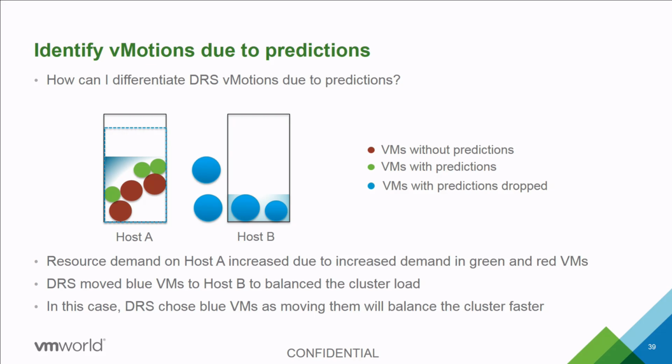Okay, I have only the green ones in the cluster. All my VMs in the cluster have predictions. Then it's easy to differentiate. But unfortunately, you cannot do that right now from the UI. You can do it through the logs. Hopefully, you can see this information in the UI in the future.